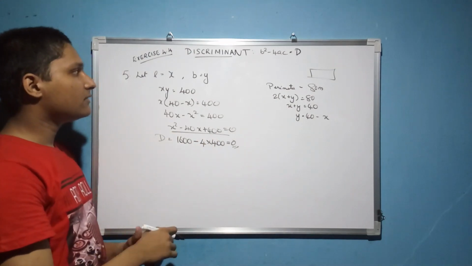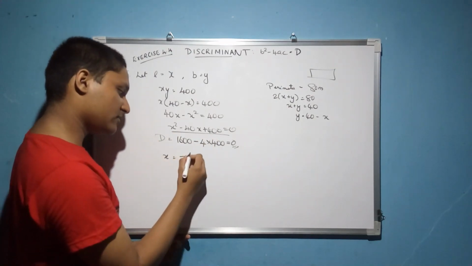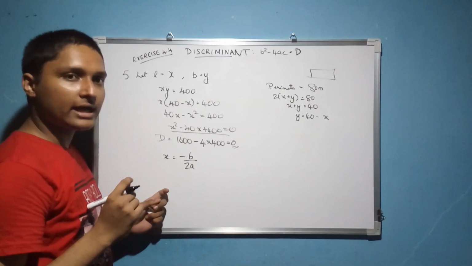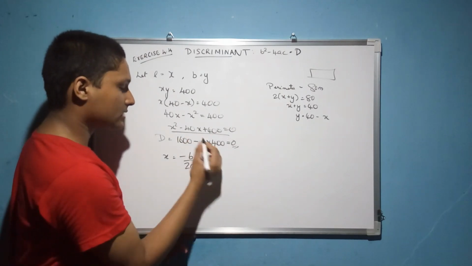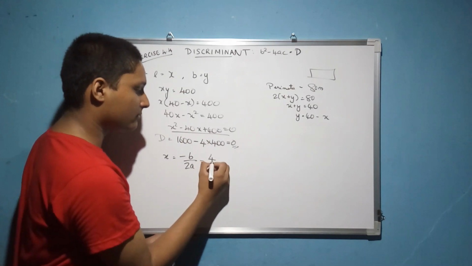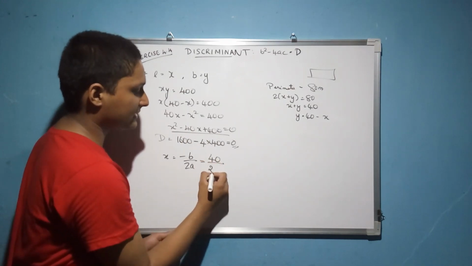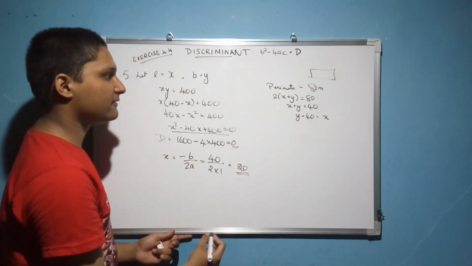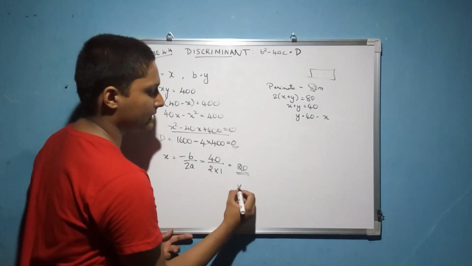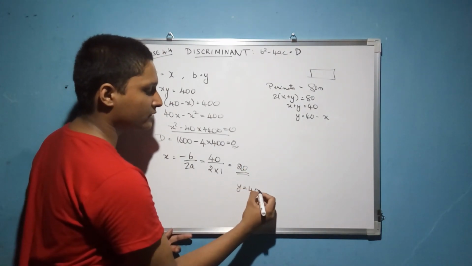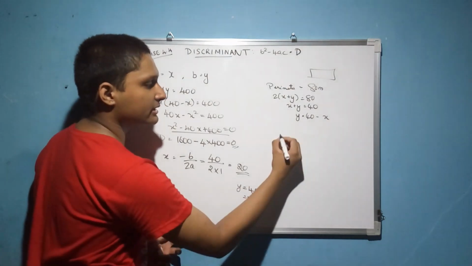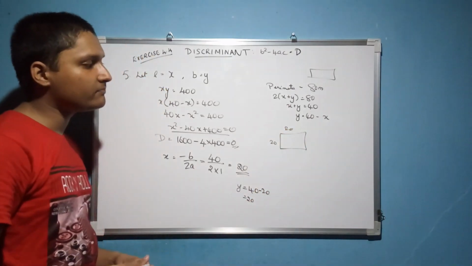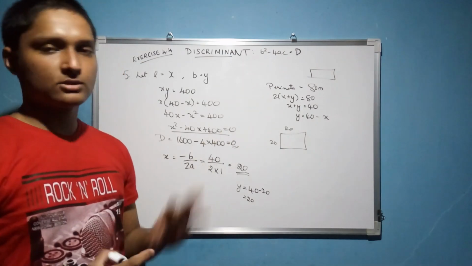So we can find out that x is equal to minus b by 2a, right? When there were equal real roots, we found out that x would have the value minus b by 2a. b is minus 40, so minus of minus 40 is plus 40, then divided by 2, a is 1, therefore it is going to be 20. Therefore, if x is equal to 20, y is equal to 40 minus 20, that is also 20. Therefore the rectangle has to be a square, because the length is 20 and the breadth is also 20. Therefore this is going to be the case.